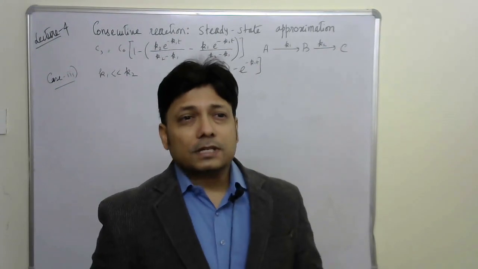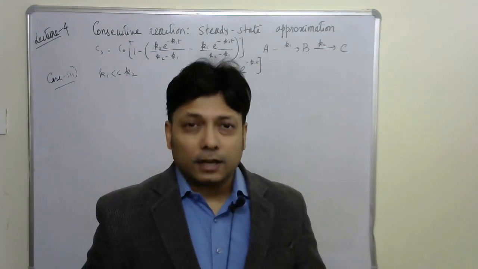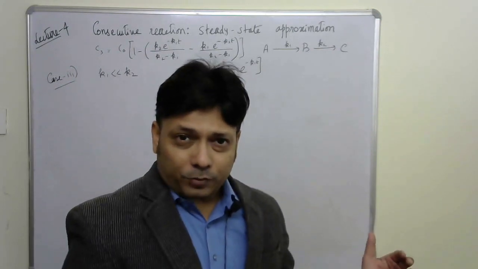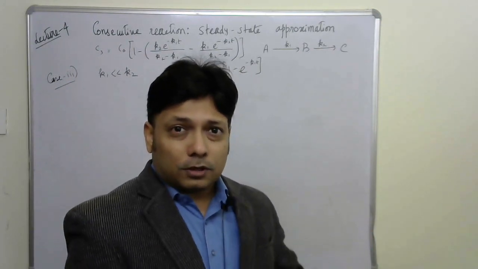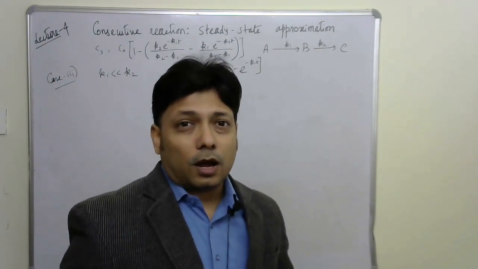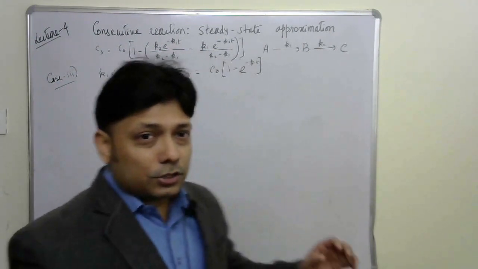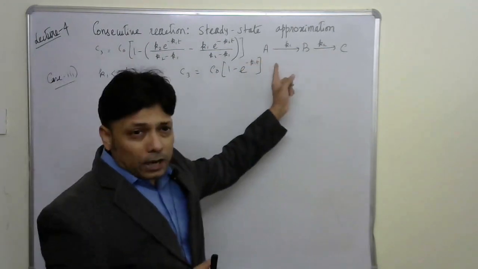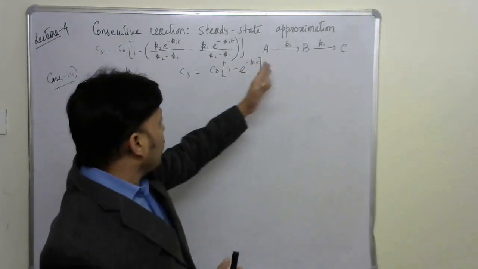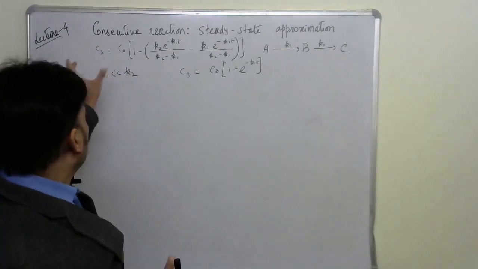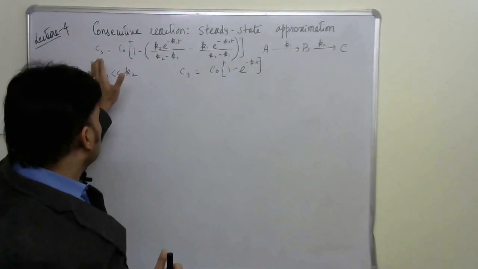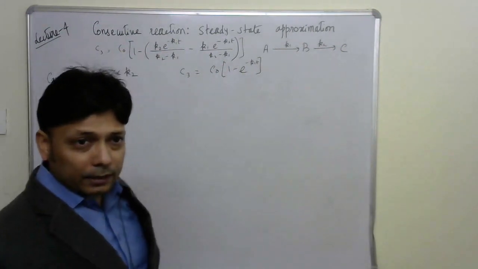We have been discussing the consecutive reaction, and in this lecture we will continue to do so. Last time we discussed 3 different cases and the possible graphical representations. For consecutive reaction A going to B going to C, we have the rate constants K1 and K2, and last time we derived the integrated rate equation C3 is equal to something like this.